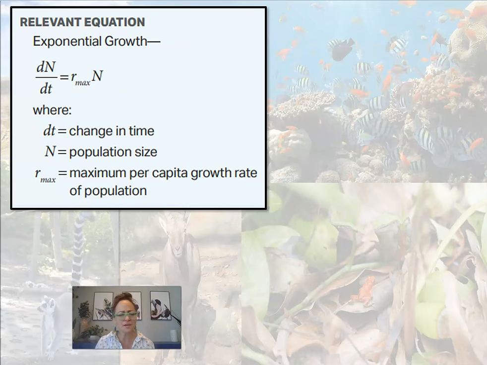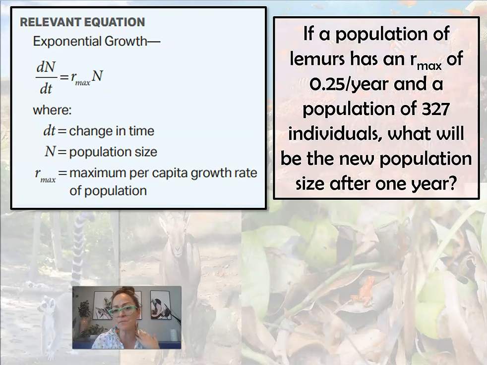So that's per capita, it just means per individual. And so here, if a population of lemurs has an R max of 0.25 per year, now that 0.25 already takes into account the births and the deaths. This is our overall average rate of increase for this population. So it has an R max of 0.25 and a population of 327 individuals. What will be the new population size after 1 year?